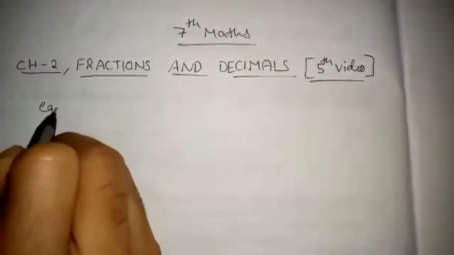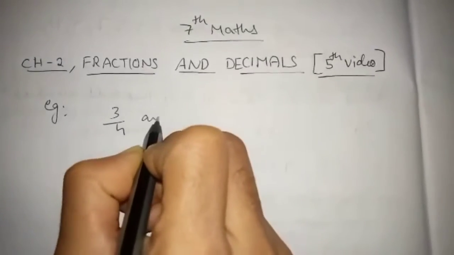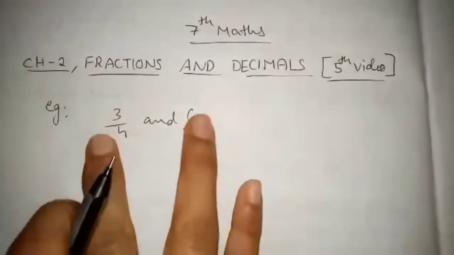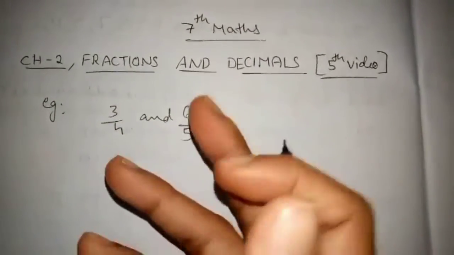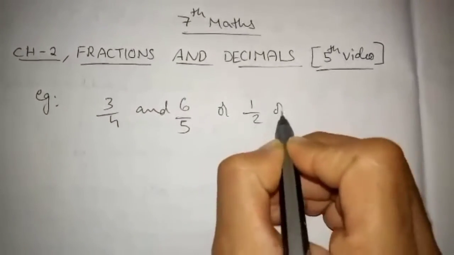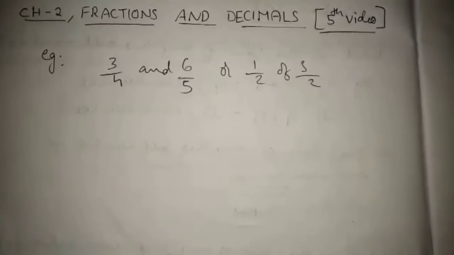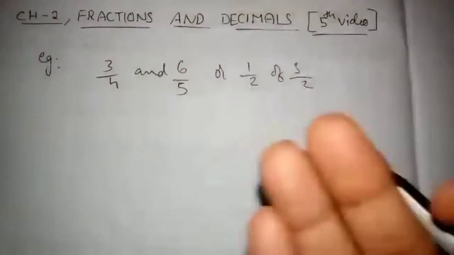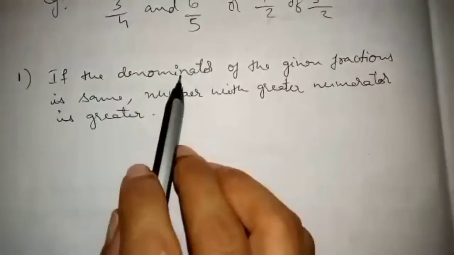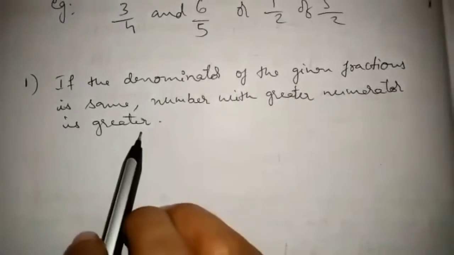For example, if they have given two fractions, 3 by 4 and 6 by 5, like this. In these two fractions, how will you say which is greater, which is smaller, or some other? If you take 1 by 2 and 3 by 2, like this. So there are some rules to check which is greater or smaller. So first rule, if the denominator of the given fractions is same, the number with greater numerator is greater.